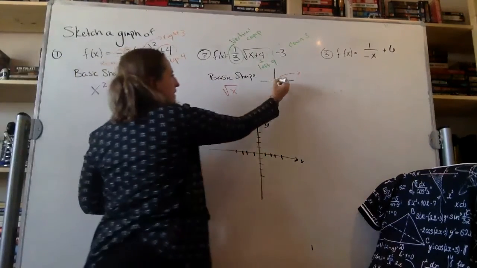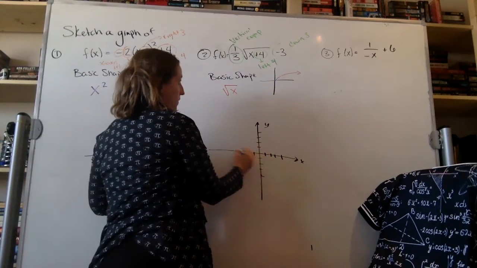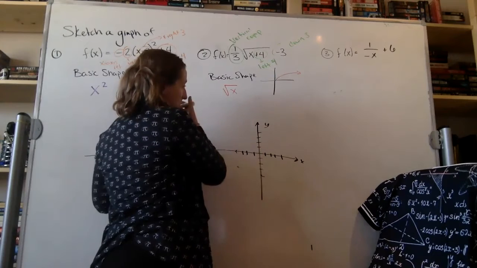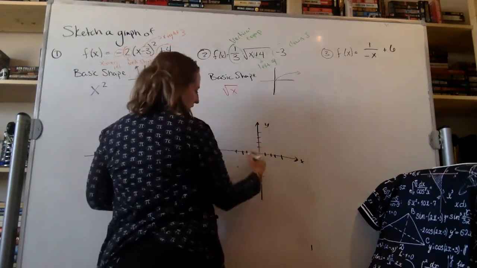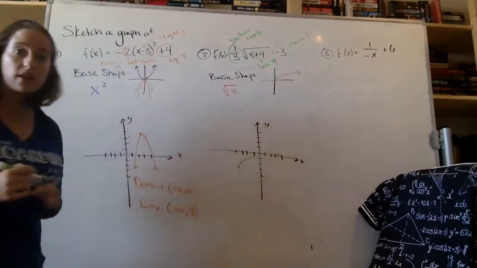So let's see, we're going to take this starting point here at 0, 0. We're going to shift it left 4, 1, 2, 3, 4, and down 3, 1, 2, 3. That's where we're going to grow this function. A vertical compression means we're squishing this down, so it's not going to grow quite as fast as it did before. So there's our sketch.